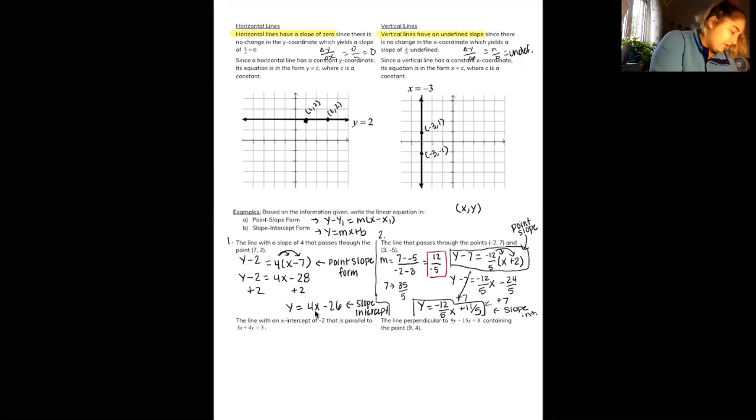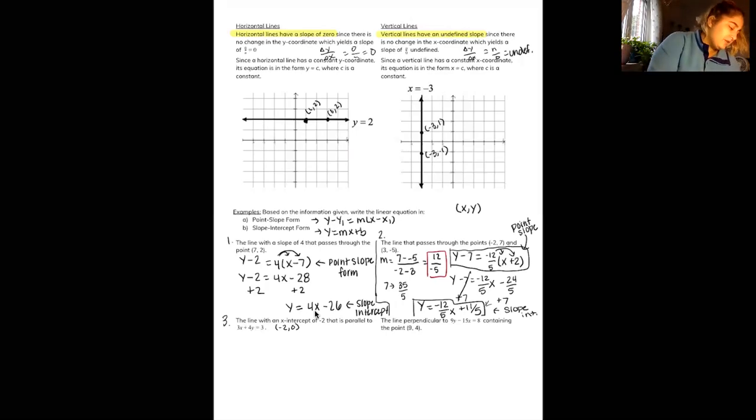So next we're going to move on to this third problem: the line with an x-intercept of negative 2 that is parallel to 3x plus 4y equals 3. First, when we talk about an x-intercept, that's really just saying negative 2 comma 0, because it's where the line crosses the x-axis. The x-axis has a y value of 0, so you know that it crosses when x is negative 2. So the point is negative 2 comma 0.